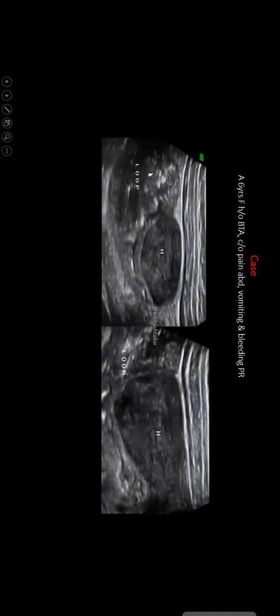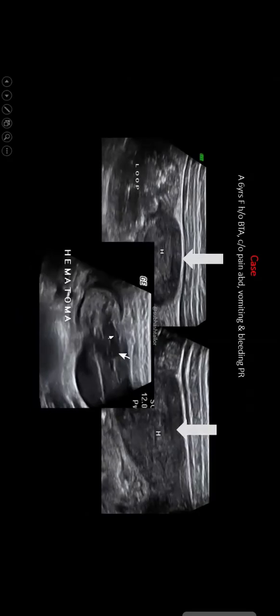A 6-year female, history of blunt trauma to the abdomen, complaint of pain, vomiting, bleeding per rectum. A mild amount of free fluid was seen in the abdominal cavity, and I can see a hypoechoic mass along the jejunal bowel loops, which appear normal. Otherwise, no internal vascularity, exophytic mass along jejunal bowel loops. This is the transverse plane, there was an exophytic mass.